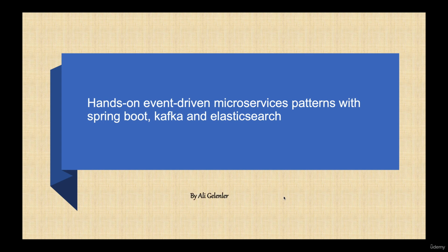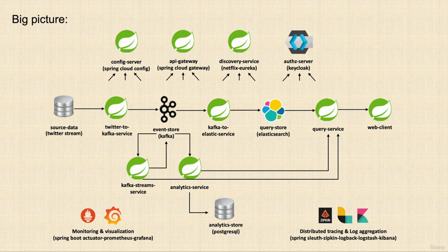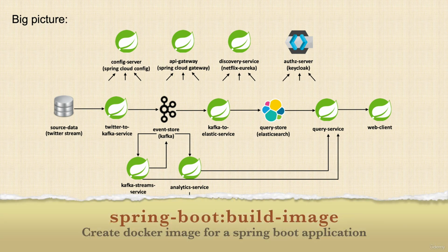Hi everyone. In this lecture, you will create a Docker image from your Twitter to Kafka service and run this microservice with Docker along with the Kafka cluster Docker compose file that you have created previously. So in the end, you will run all your current components inside Docker together. To create the Docker image, you will use Spring Boot build image property.